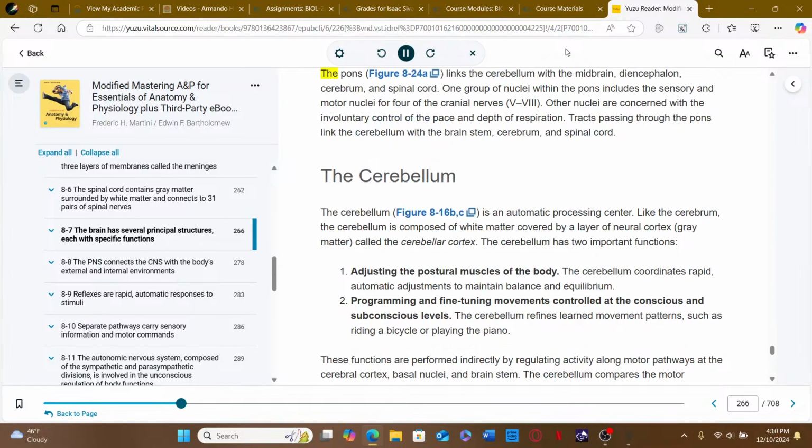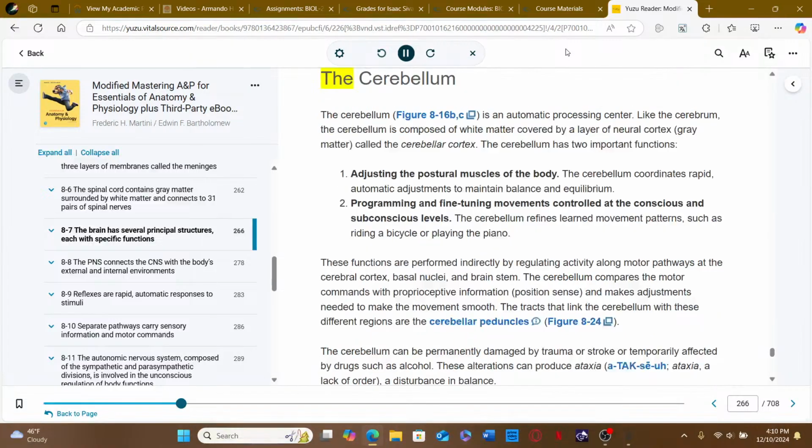The pons. The pons, figure 8-24a, links the cerebellum with the midbrain, diencephalon, cerebrum, and spinal cord. One group of nuclei within the pons includes the sensory and motor nuclei for 4 of the cranial nerves, V through VIII. Other nuclei are concerned with the involuntary control of the pace and depth of respiration. Tracks passing through the pons link the cerebellum with the brainstem, cerebrum, and spinal cord.